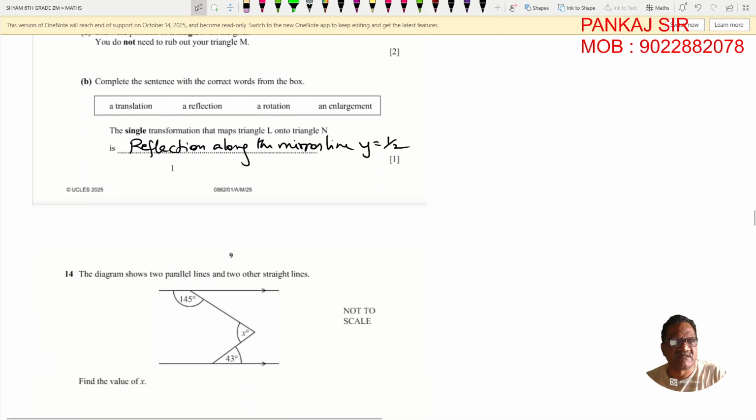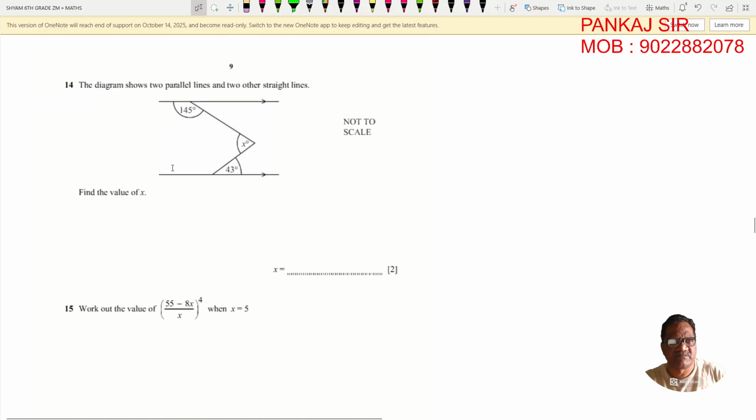So that's it. Now next question is question number 14. Now the diagram shows two parallel lines and two other straight lines. So these are the two parallel lines, okay, and these are another two lines, and these two lines are meeting at this point. This angle is x, this is 145, this is 43. Find the value of x. So you have to find the value of x.